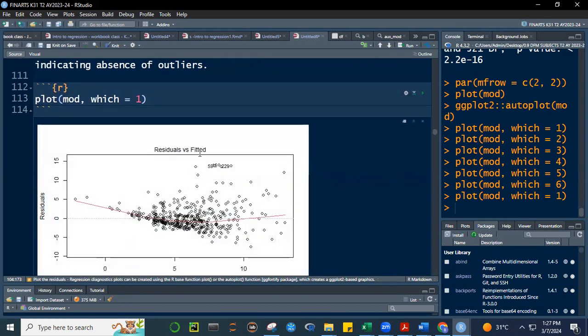So this is the residuals versus fitted. Okay, so for this plot, actually there are several things that we can learn here. We can learn here about the linearity of the relationship between your dependent and independent variable. We can learn here also about homoscedasticity, okay? And we can learn here also about outliers and influential points.